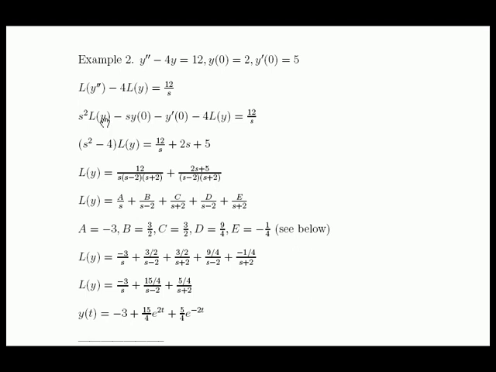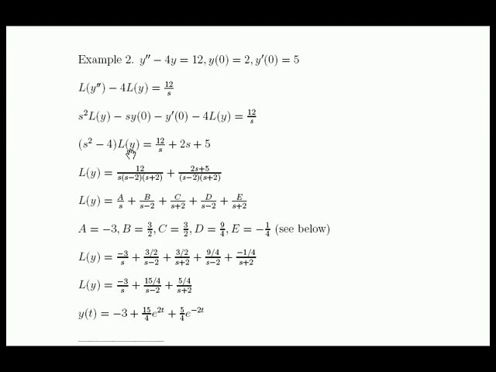You want to solve this for Laplace transform of y. So that's s squared minus 4, put these two together, times Laplace transform of y. Take these on the other side. Well, you have the 12 over s. Then you have a plus s times y of 0, which is 2, plus y prime of 0, which is 5. So then you divide by s squared minus 4.